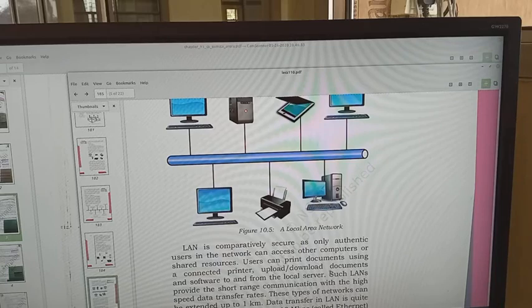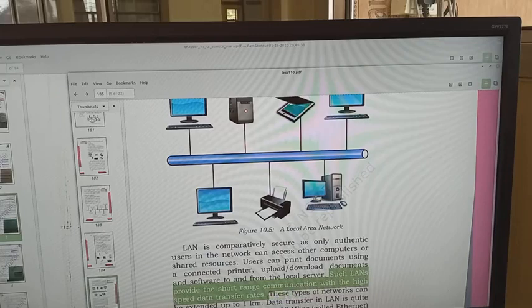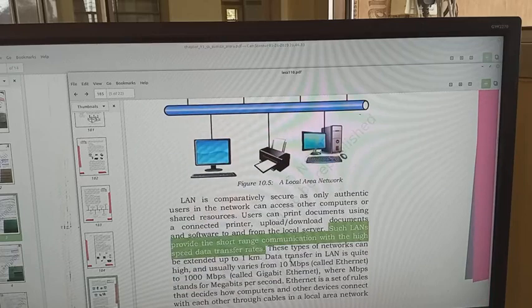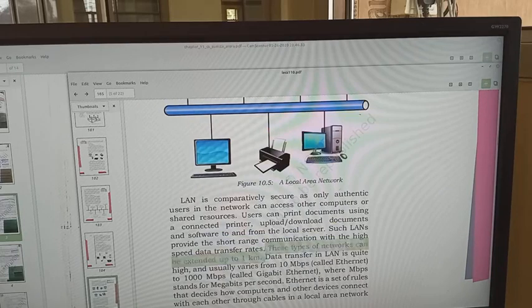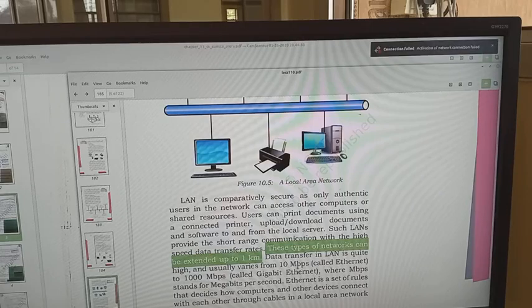Such LANs provide short range communication with a high speed data transfer rate. This is an important point. The next important point is that this type of network can be extended up to 1 kilometer. So the maximum range covered by a LAN is 1 kilometer. Important question: 1 kilometer.